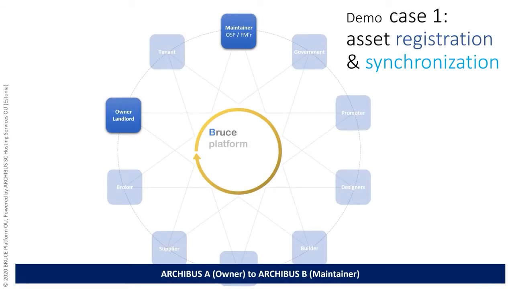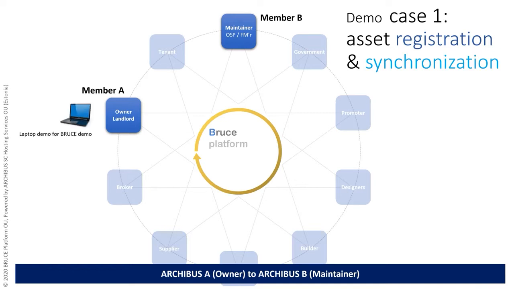Then let's go with the first case. In the first case, I will make the story and then you will see how it works. Let's say one owner or landlord, in our case member A, interacts with a maintainer, member B.